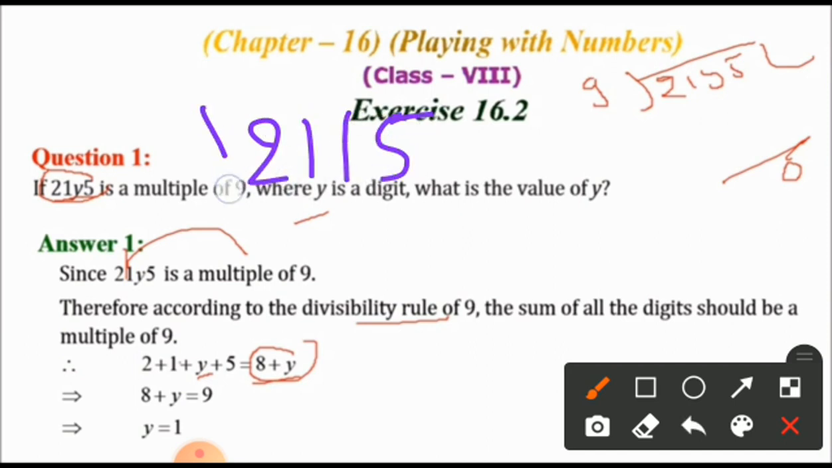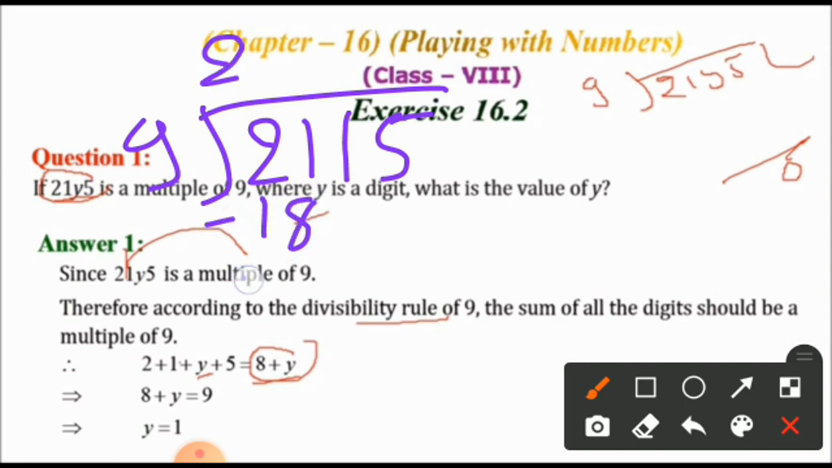Can 2115 be divided by 9? Divisible means 0 remainder. Yes. Will the 9 table help me, anyone? 9 ones are 9. Yes. 9 twos are 18. 9 threes are 27. Okay. So 9 twos are 18, the 2 will be here and 18 will come down below the 21.